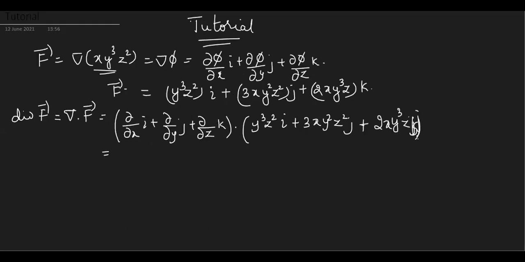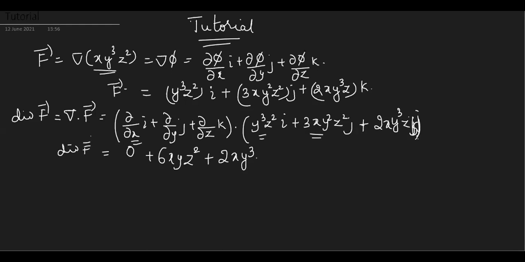Anybody with the answer? Okay, now here, derivative of this quantity with respect to x is what? 0, ma'am. 0, no x at all. Okay, with respect to y, second one. 6xyz square. Yes. Okay, j dot j is 1. With respect to k, what is this? 2xy cube. Okay. Yes, this is divergence, no doubt.